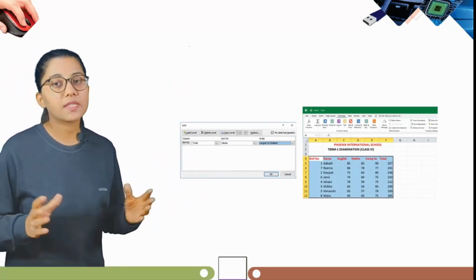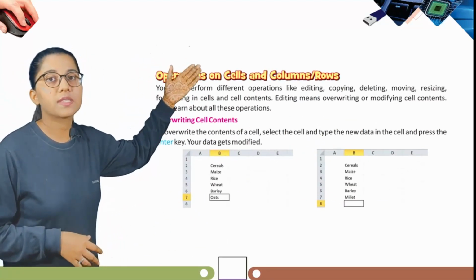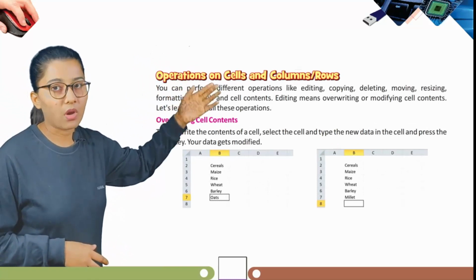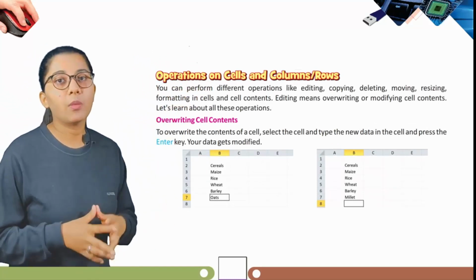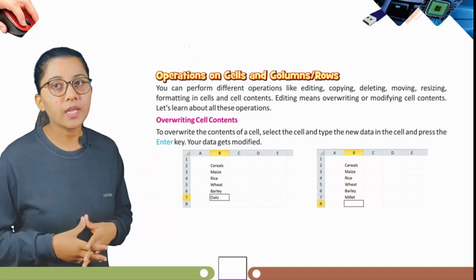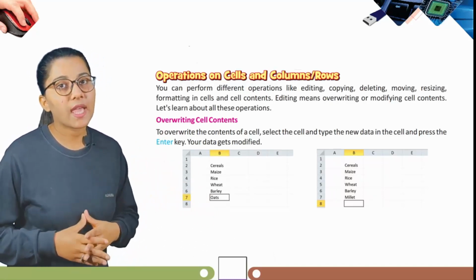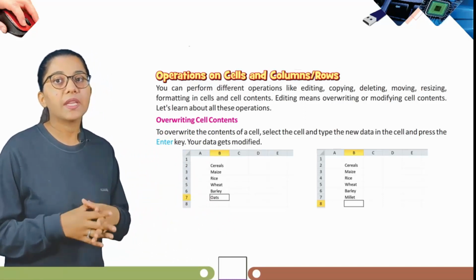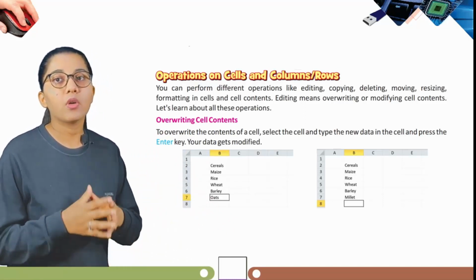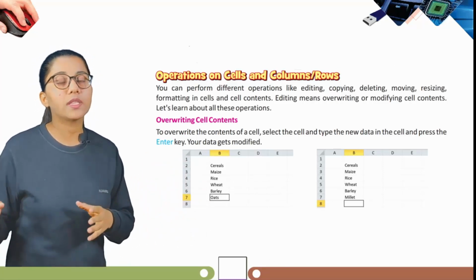Now students, let's start our new topic, that is operations on cells and columns or rows. You can perform different operations like editing, copying, deleting, moving, resizing, formatting in cells and cells content. Editing means overwriting or modifying cell contents. Let's learn about all these operations.